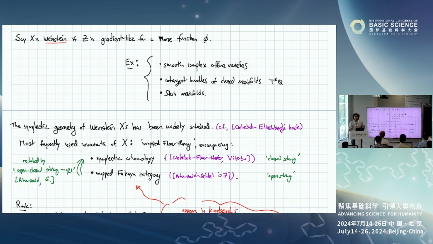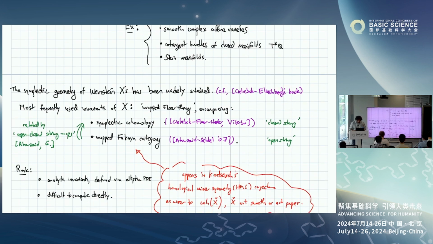I won't yet define it. I'll spend a little bit of time on saying broadly what that is a little bit later. But I want to make a remark that these invariants are analytic invariants. As in Tobias's talk, they're defined via some sort of elliptic PDE. You're counting solutions to some sort of Cauchy-Riemann equation on your symplectic manifold, and they are difficult to compute directly as a result.